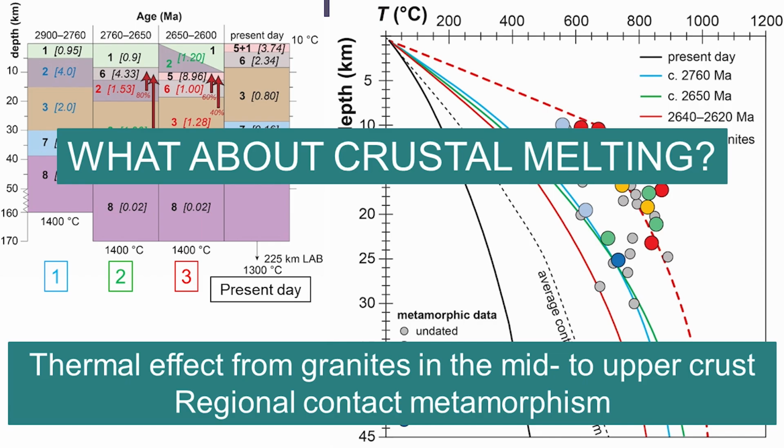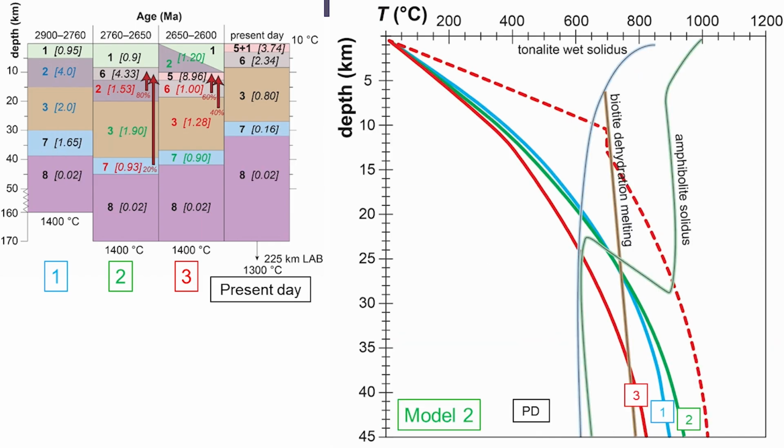How are we getting these granites? We know the granites are being reflected in the metamorphic record, but what's causing the granites? We need to produce them somehow.